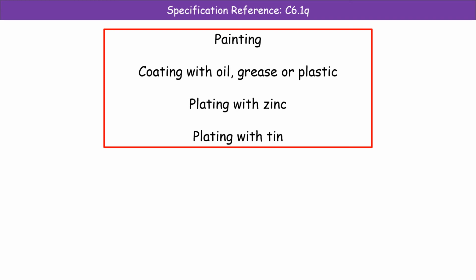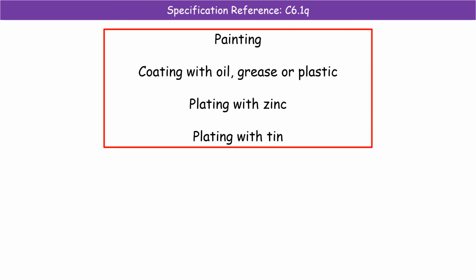So we know rusting is a problem. How do we stop things that are made of iron from rusting? Well, there's a range of things that we can do. Some things we will just paint, because paint creates a coating on the surface, preventing the water and the oxygen reaching the iron underneath. So painting is one way.